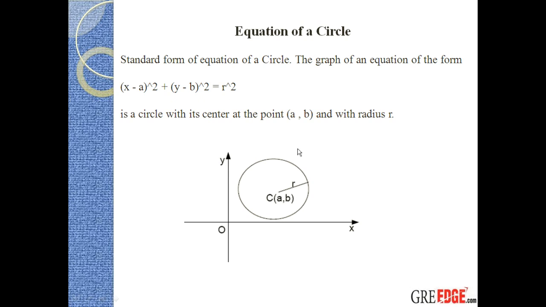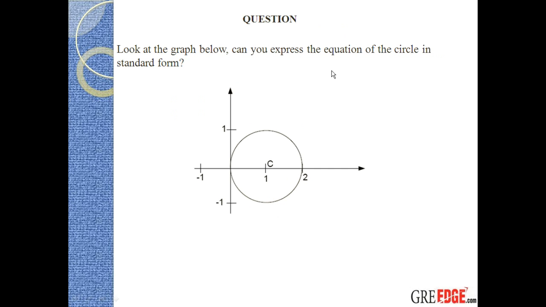Now let us see an example or a question based on that. Here you have to find the equation of the circle. What you can infer from the diagram is you have the center C, the x coordinate is 1, the y coordinate is 0. So your center has the coordinates 1, 0.